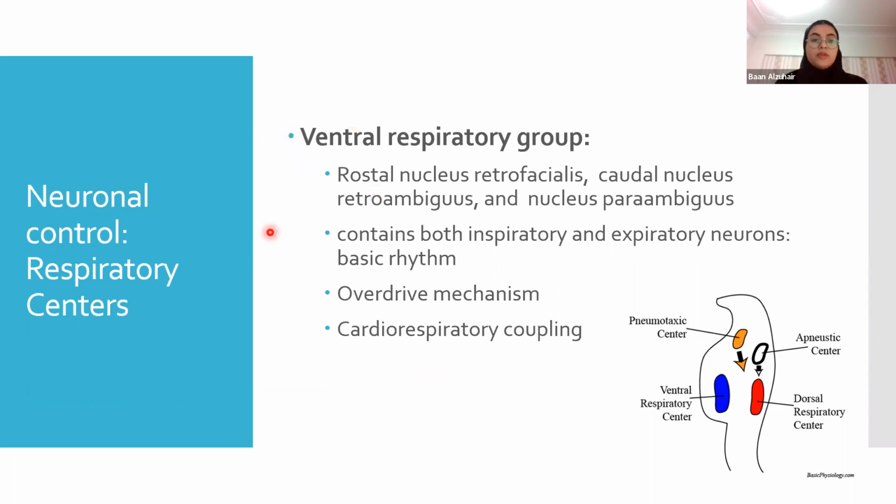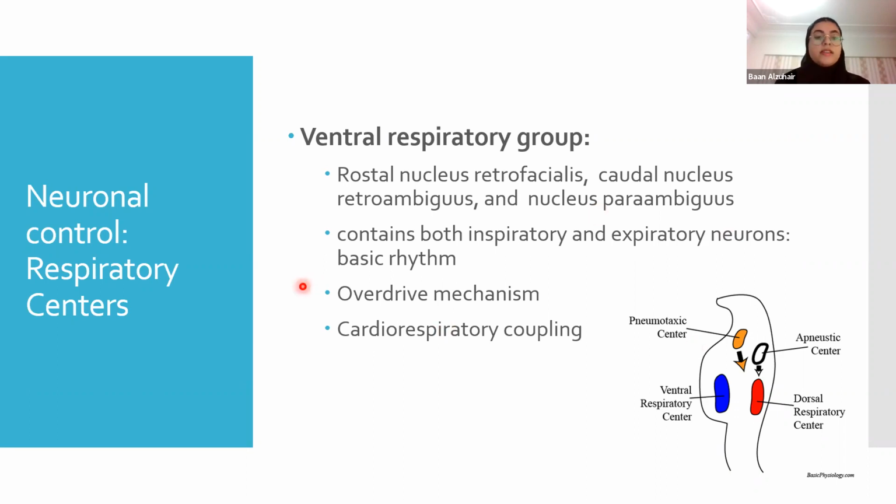The ventral respiratory group contains both inspiratory and expiratory neurons, and it sets the basic rhythm. So it controls your inspiration and expiration, okay? It also plays a major role in the overdrive mechanism. What is the overdrive mechanism? It's a mechanism that is triggered by your extra need for breathing. Okay, like when you're exercising, when you're running away from, let's say, a lion, you need to breathe more. Okay, and that extra need for oxygen is controlled by the ventral respiratory group. Okay.